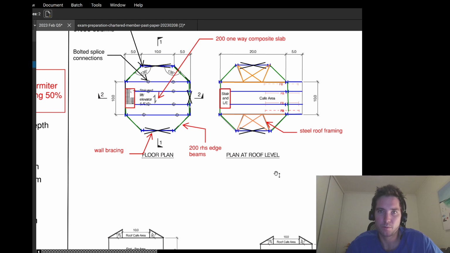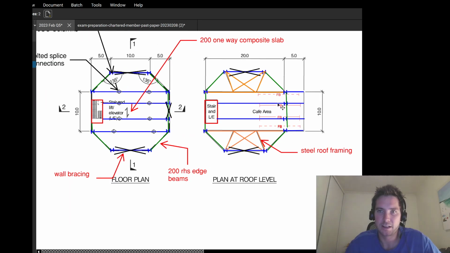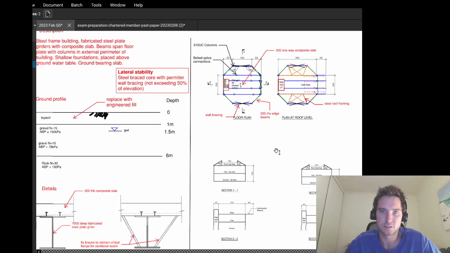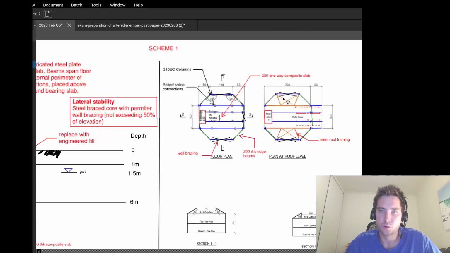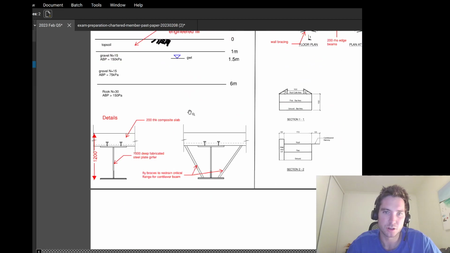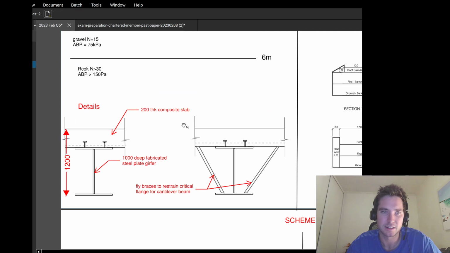And one of the key structural elements of this building would be that cantilever on the canopy, so I'm indicating how I'm going to deal with it with sort of fly bracing. So as we'll get to in a second, obviously there'll be some hogging over these supports for the cantilever, so your critical flange will be the bottom flange. So to restrain that flange, I've put in some fly bracing, and I've just shown it in a couple of key details that I've shown here.